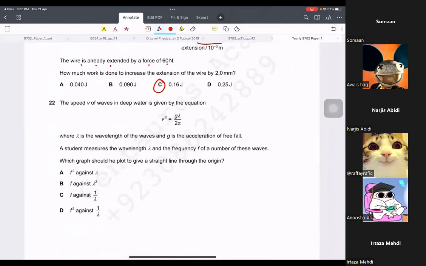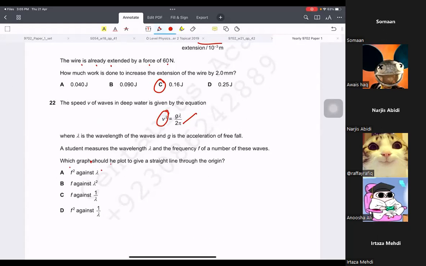Okay, he's talking about this. The speed of water waves is given by this wavelength formula. A student measures the wavelengths and frequency of a number of waves. Which graph should he plot to give a straight line through origin? All of the graphs are talking about either lambda and frequency. So first of all, I would like to change this into V is equal to F lambda, right? So F lambda whole square equals G lambda over 2 pi. This will be F square lambda square equals G lambda over 2 pi. Lambda square will cancel out one lambda. So F square equals G over 2 pi times 1 upon lambda.